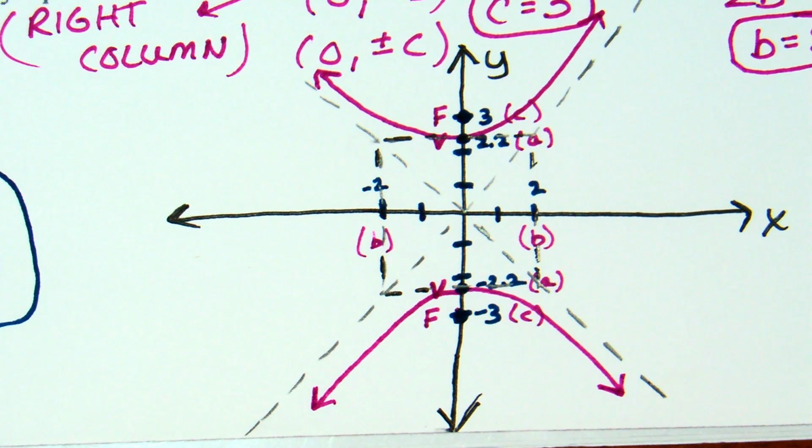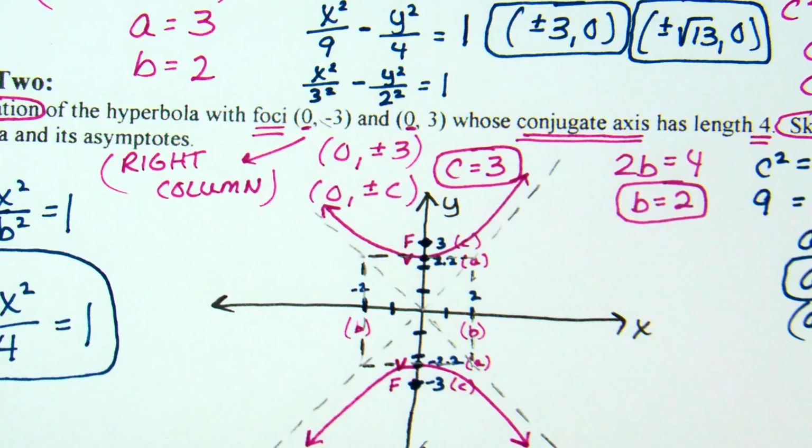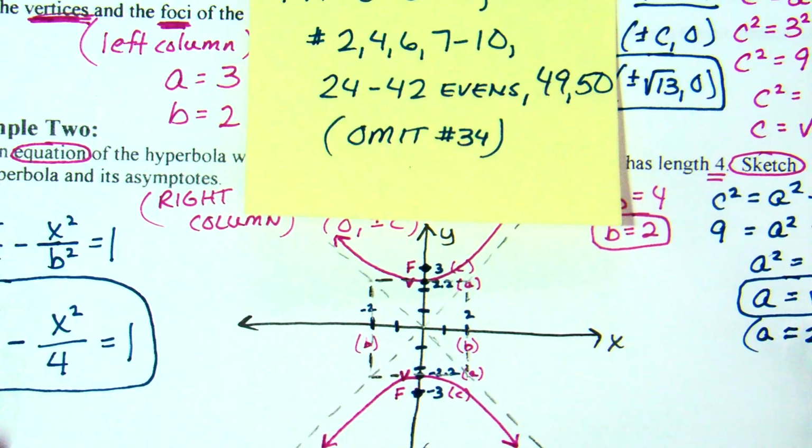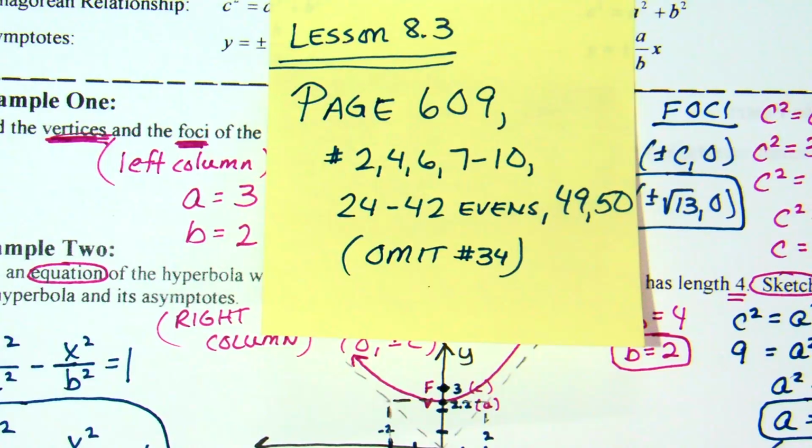Okay, guys. Obviously, good stopping point. If you are interested in getting started on homework, you can get started on the ones that have a center of 0, 0. Yes? Okay. Here is what the homework's going to be for lesson 8-3. Page 609, 2 through 6 evens, 7 through 10, 24 through 42 evens, 49 and 50, omit 34. And omit means to skip 34.